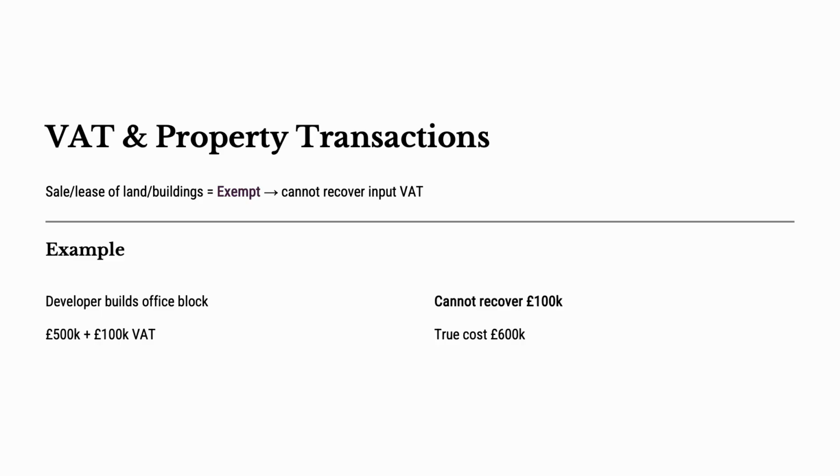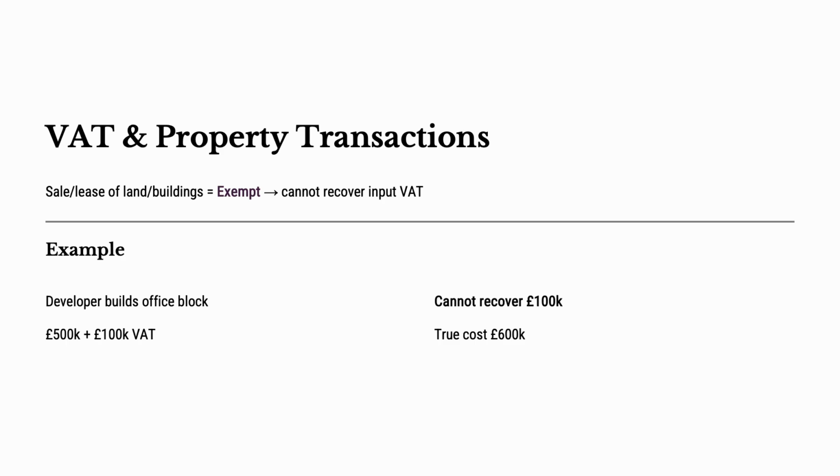A developer, for example, builds an office block. The construction costs £500,000 plus £100,000 VAT, total cost £600,000. They have paid £100,000 VAT to the construction company. Now they sell or lease the office block.